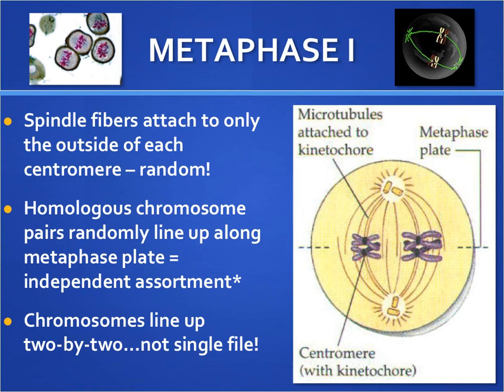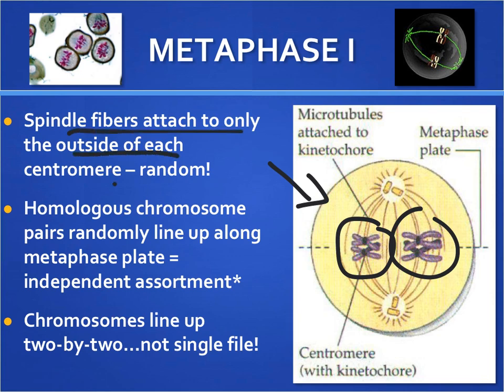Next, during metaphase, my homologous pairs are going to line up on the metaphase plate. So as you can see in this picture over here, the chromosomes now are lining up 2 by 2 and not single file like they did during mitosis. Therefore, because they're lined up this way, the spindle fibers attach only to the outside of each centromere. So I have one spindle fiber attached to this side and then one to this side of the other chromosome. And which side they attach to is random. So this spindle fiber could attach to this chromosome over here, this one could attach to this chromosome over here, or vice versa.